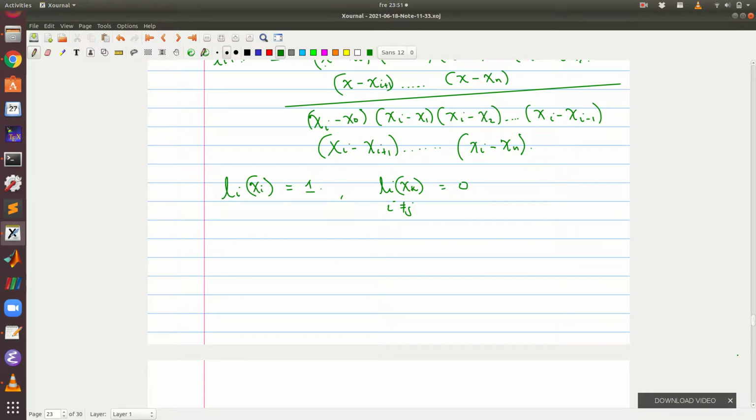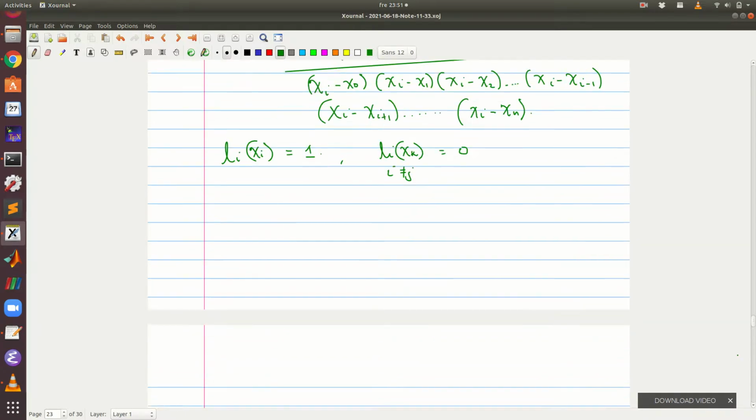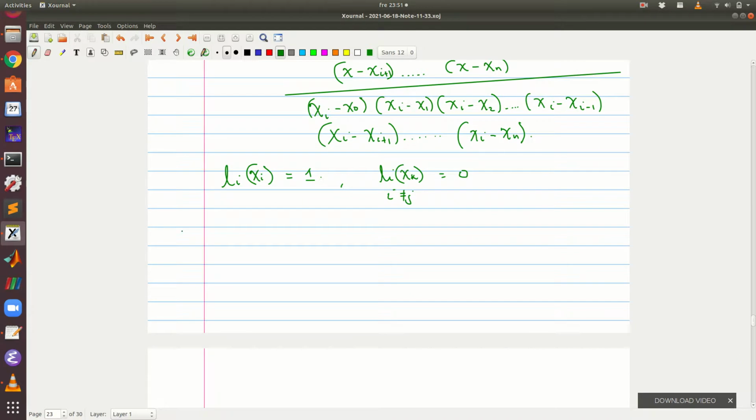We can now work out a problem here. Let me get a problem. I didn't write the problem here. No, before we even get to the problem, we have to write the Lagrange form. The Lagrange form takes on the following.